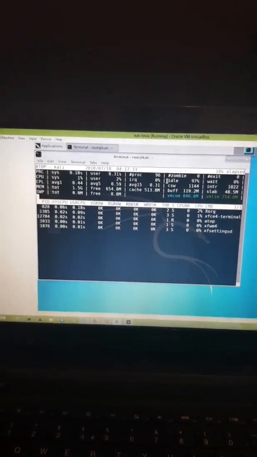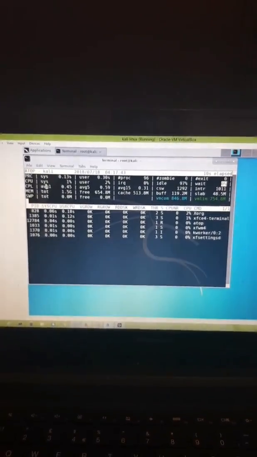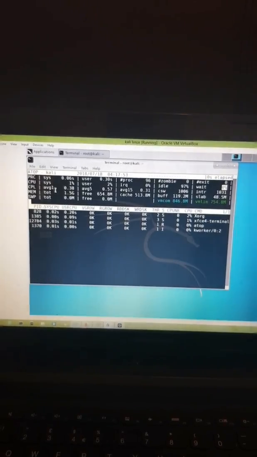Then we have also the CPU. It shows the percentage of the time spent. For example, at the system mode we have 1%, and the user mode we have 2%. The IRQ mode is 0%, that's for interrupt handling. Then the idle mode, that is when it is not in use, 97%, 0% for wait, and so on. And we also have the CPL, which shows us the CPU load information.